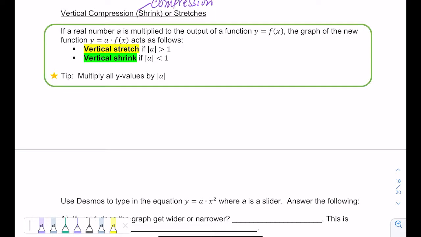We're going to pay attention to this value out here, this a. If the absolute value of a is greater than 1, so it doesn't matter if it's negative, remember all a negative will do will reflect it. If the absolute value of it is greater than 1, it's going to stretch the graph. If the absolute value of a is less than 1, it's going to shrink the graph, okay? And I gave you a tip here. In order to figure out the new ordered pairs, you'd want to multiply all the y values by the absolute value of a, okay? And we'll see examples of that.